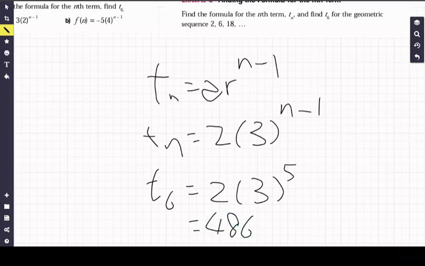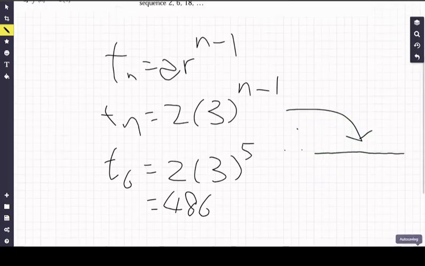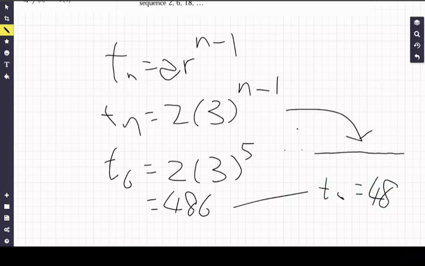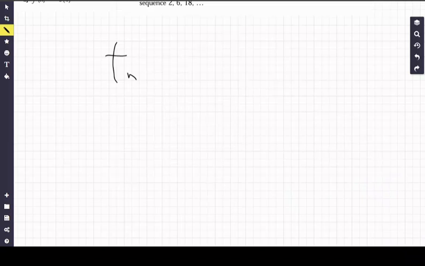So essentially now we're going to answer the question. You write a conclusion statement. The formula to find the nth term is this, and the sixth term is 486, and T6 equals 486, blah blah blah. You write something like that. And let's go ahead and do an example.